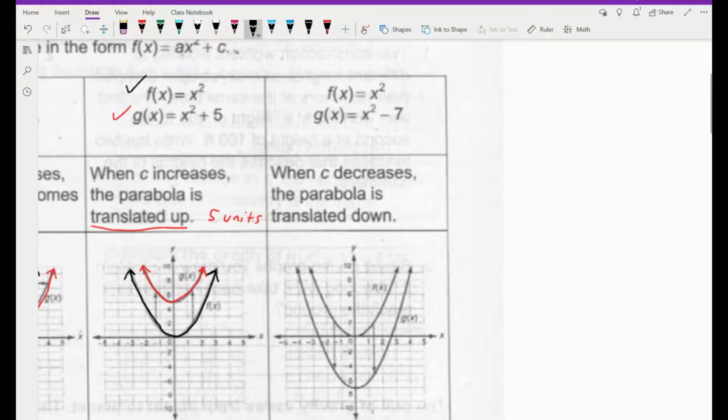And lastly, we have, again, the basic x squared graph right here. And now we have g of x, which says x squared minus 7. So the vertex is going to be shifted down 7 units. Instead of at 0, 0, it's at 0, minus 7. So this is translated down 7 units.